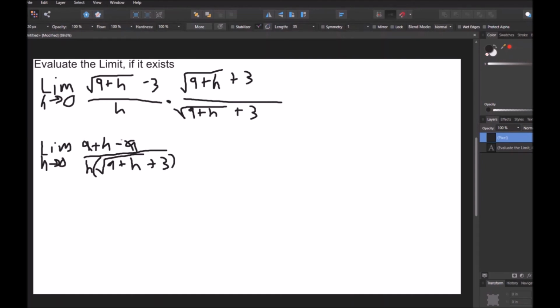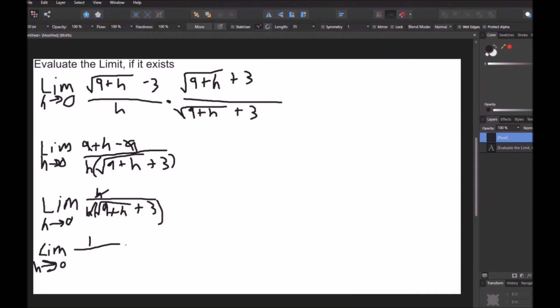So these 9s are going to cancel out, and that's going to give us the limit as h approaches 0 of h over h times the square root of 9 plus h plus 3. And now we can see that these h's cancel out here, and that's going to give us the limit as h approaches 0 of 1 over the square root of 9 plus h plus 3. Now we can do direct substitution, and I'm going to bring this over here.